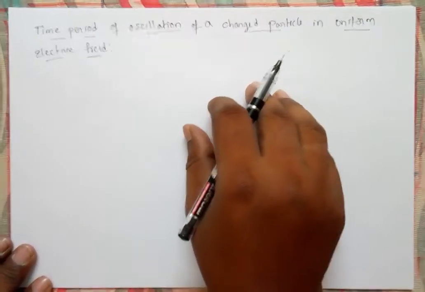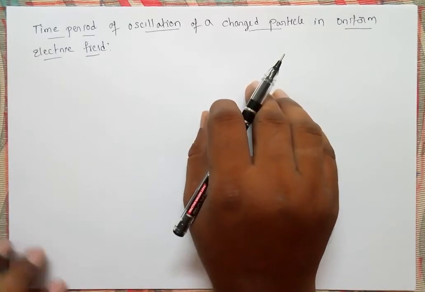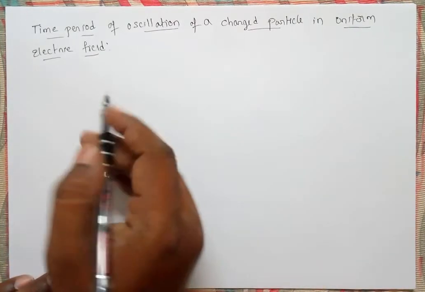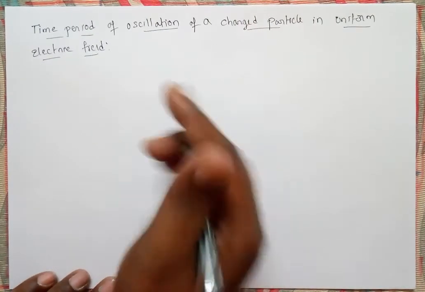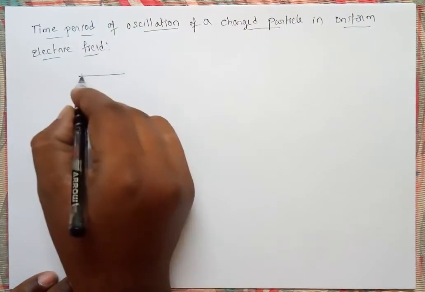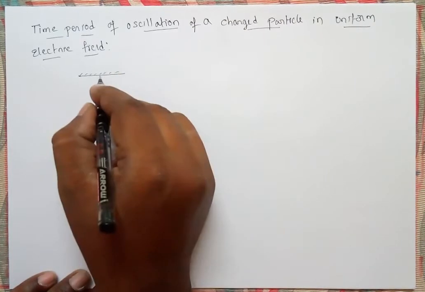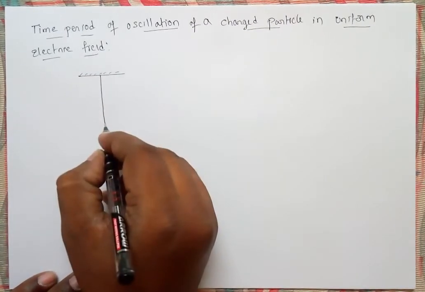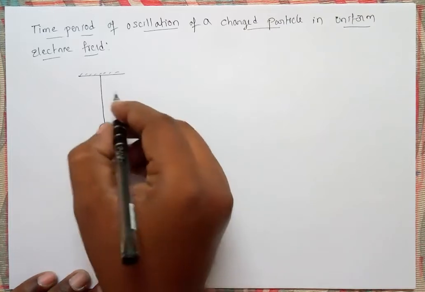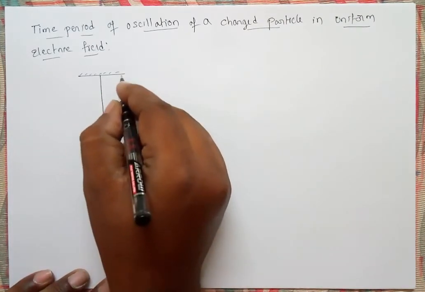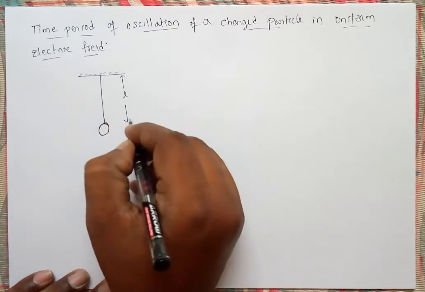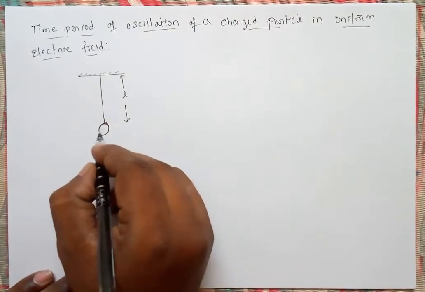Let us take a charged particle. Generally, if a charged body is there, this is the rigid support. Here, the body is a pendulum whose length is L and whose mass is M.